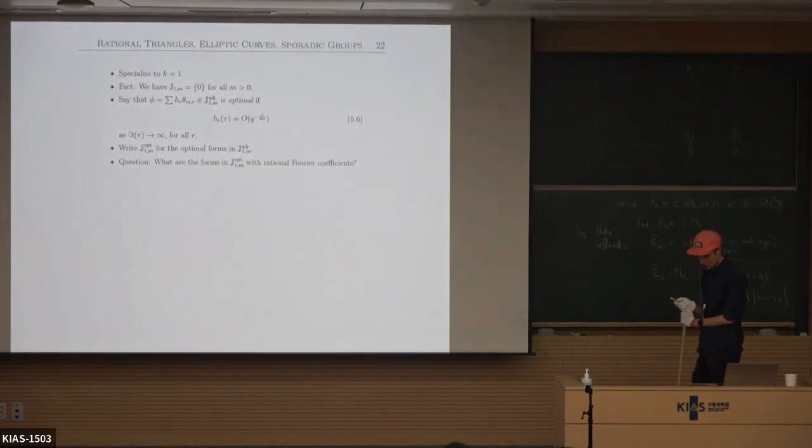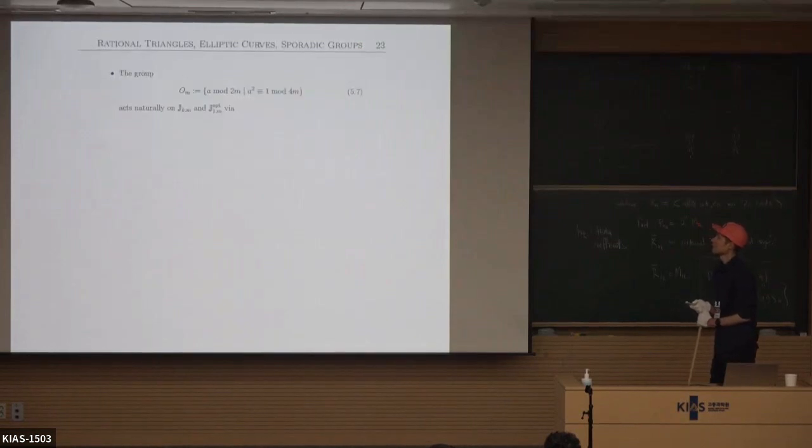And here's the question which motivates the talk. The point of the talk is to answer this question. Are there any optimal Mock Jacobi forms of weight 1 and index m with integer coefficients? Or with rational Fourier coefficients? Or even algebraic? Okay, we're going to answer this question.